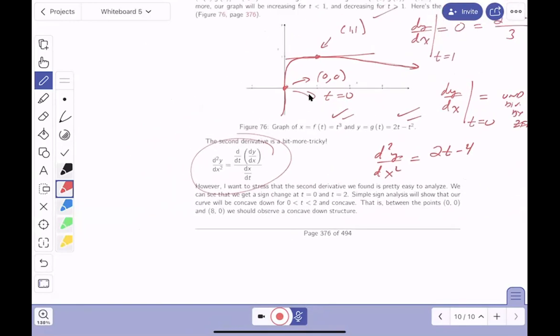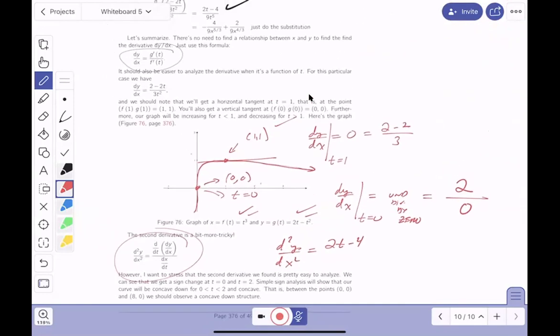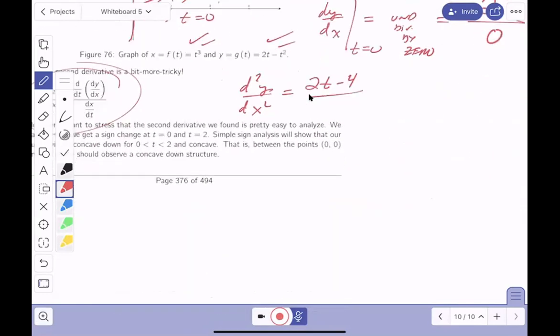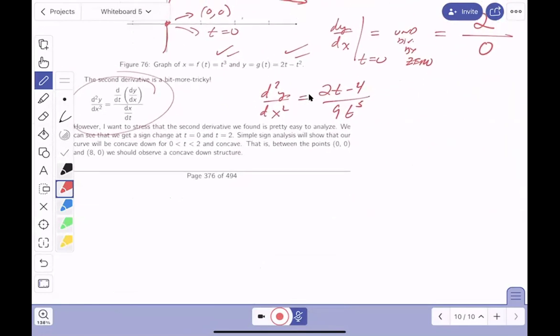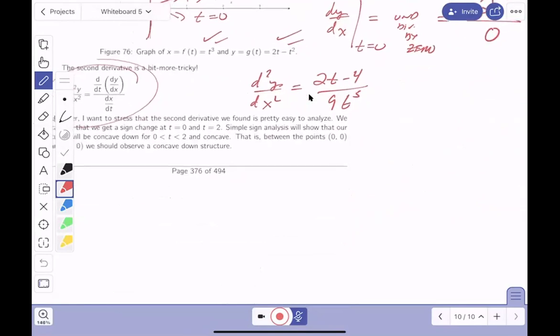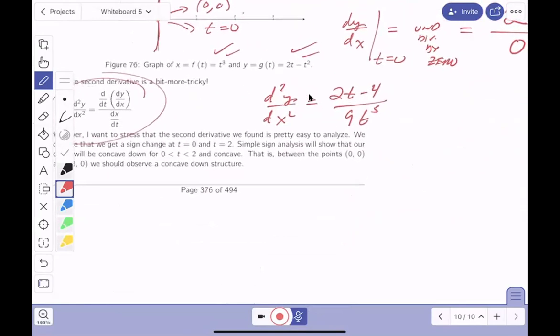I don't want to go through that nightmare again. 2t minus 4 over 9t^5. Let me make sure I got that right. Yeah, I did. So basically, I'm going to analyze that second derivative for t's now.